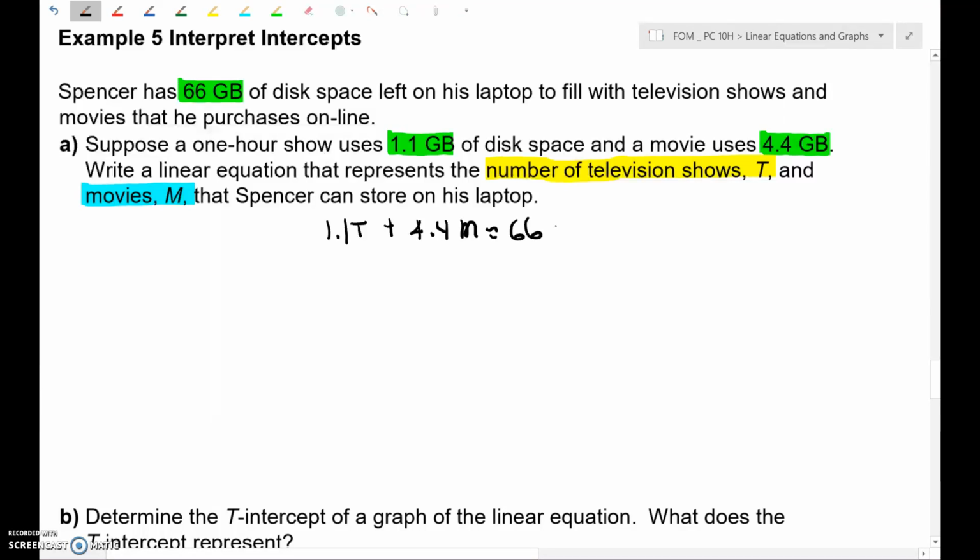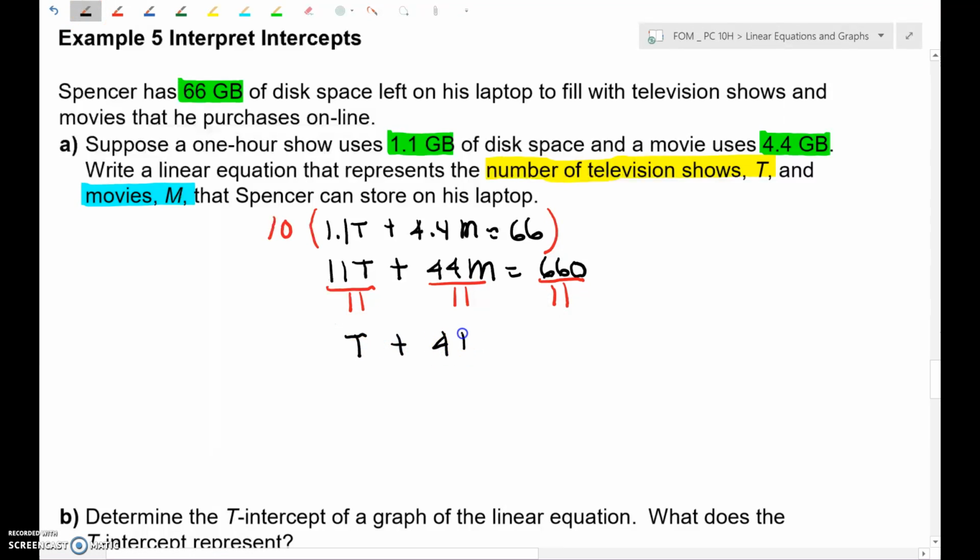We're going to put it in simplest form. So the first thing we will do is multiply the whole thing through by 10. So every term inside the bracket gets multiplied by 10. 10 times 1.1 is 11. 10 times 4.4 is 44. And 10 times 66 is 660. And then if you look at it closely, you can see that every number is divisible by 11. So we are going to divide everything through by 11. And you get T plus 4M equals 60.